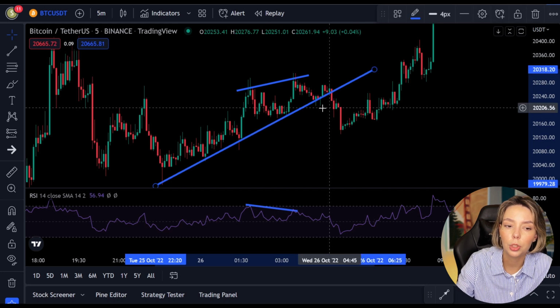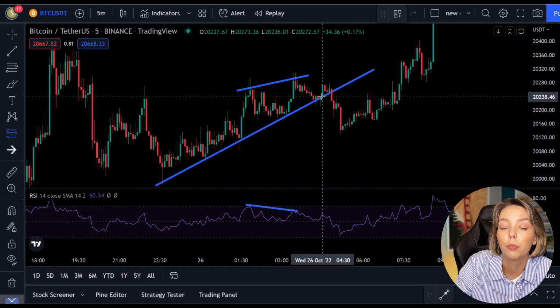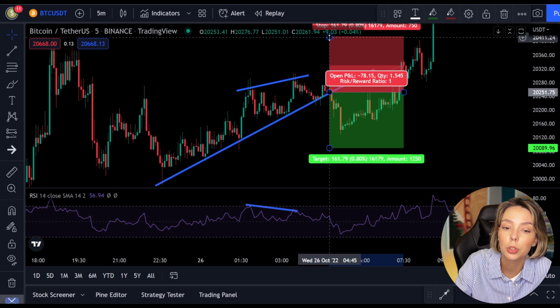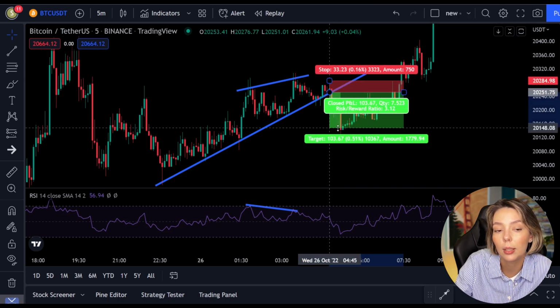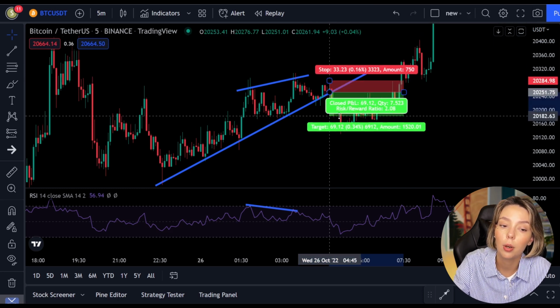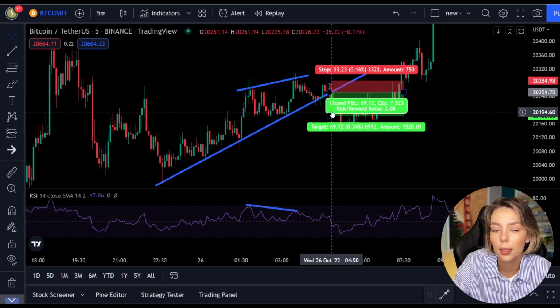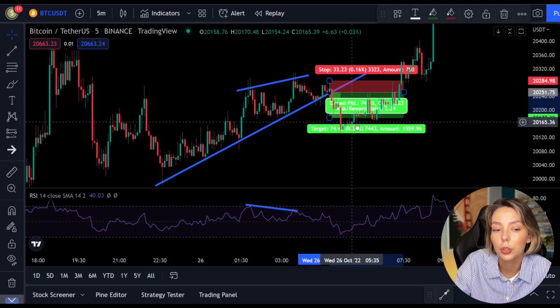We now open a position with a risk-reward ratio of 2. To do this, we set our stop loss above the last top and then drag our target towards a 2. This means that we now earn back our stop loss twice.